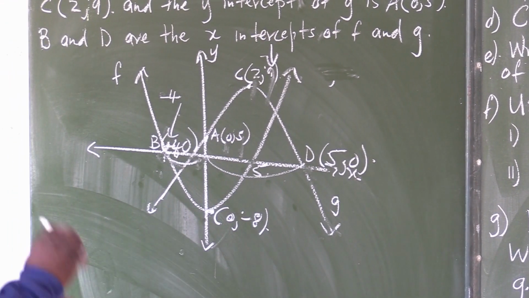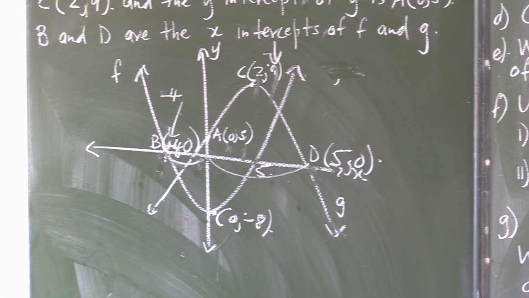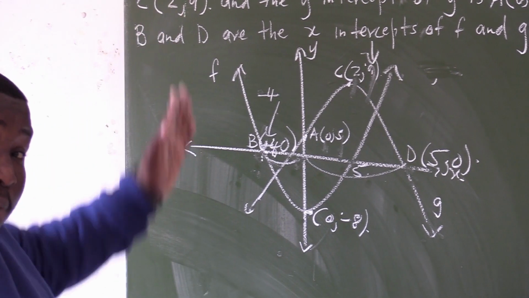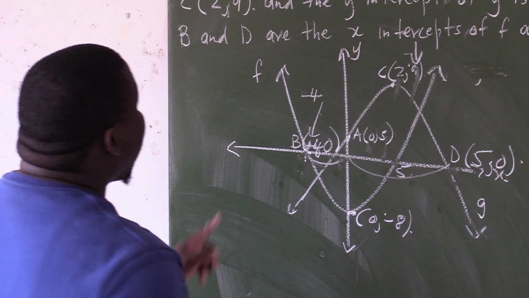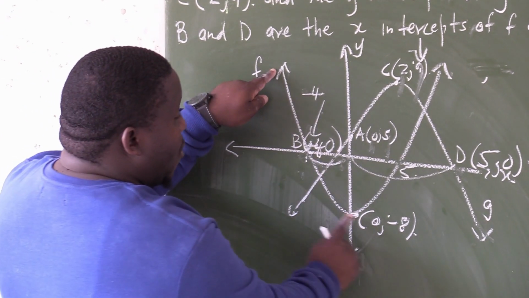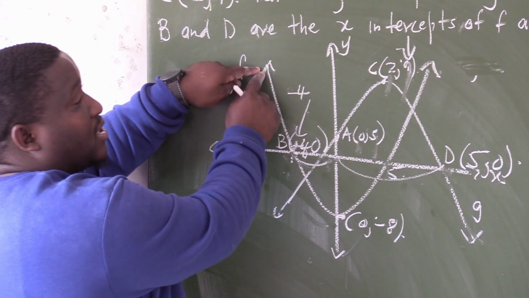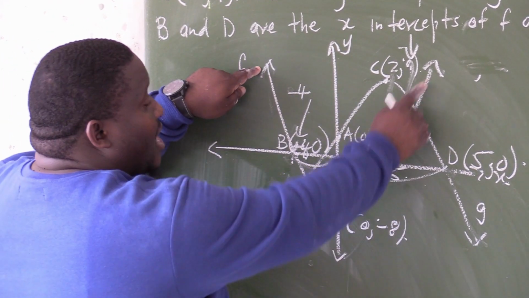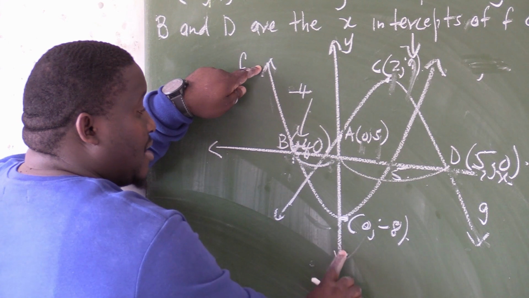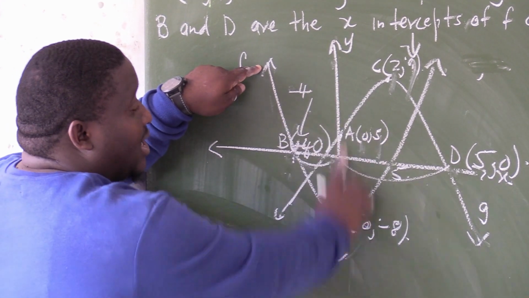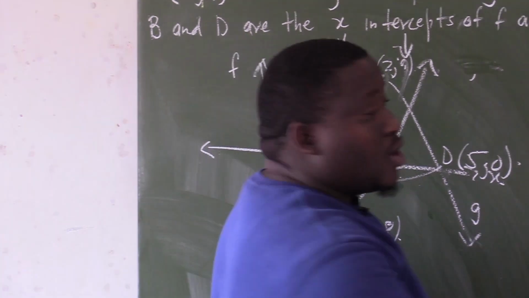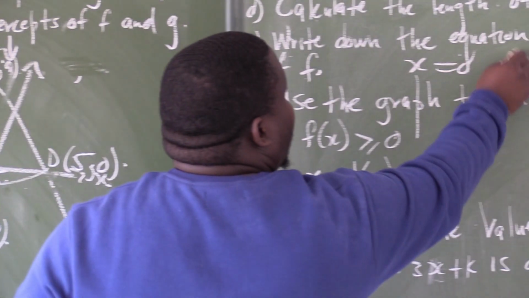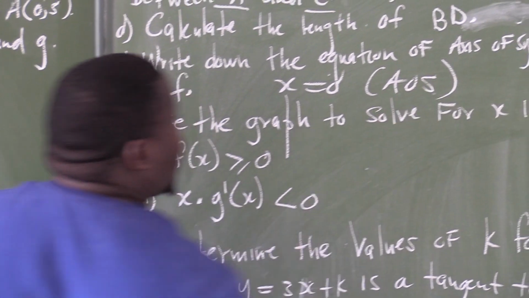Of F. Remember, earlier I said to you, the axis of symmetry for the parabola is the value of x at the turning point. I just check it. For F, what is the value of x at the turning point? The value of x at the turning point is 0. This is my turning point. So what is my axis of symmetry? The axis of symmetry must say x equals 0. So my answer should say x equals 0 is my axis of symmetry.